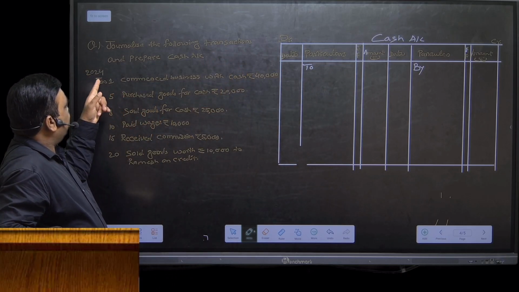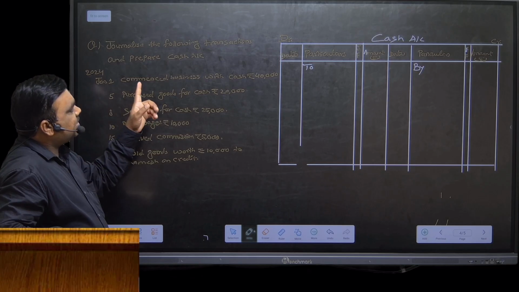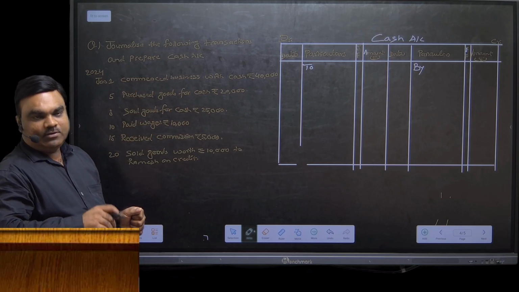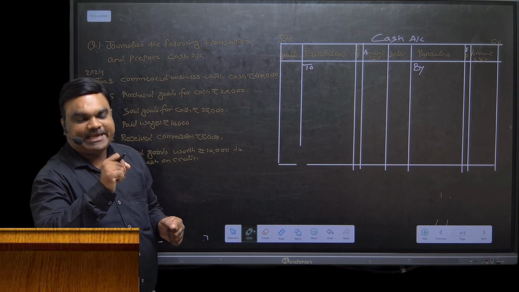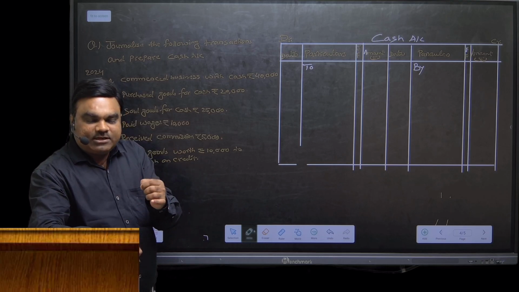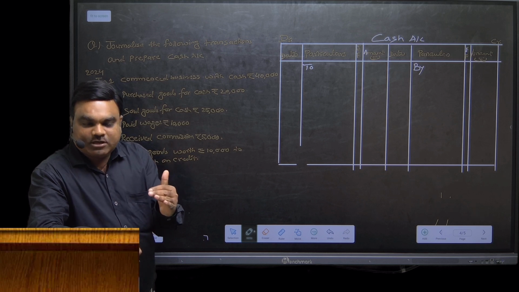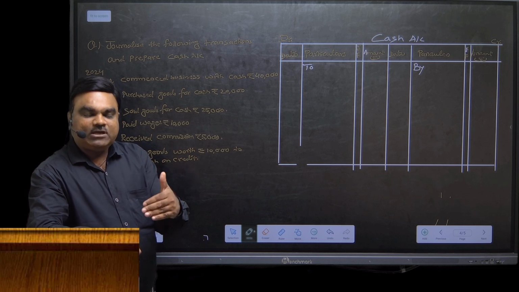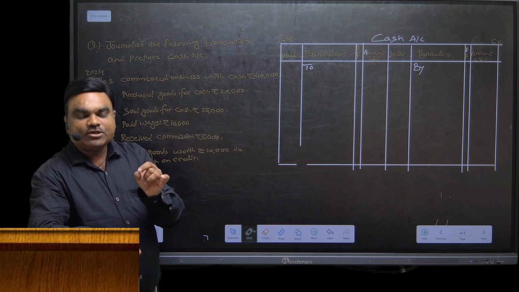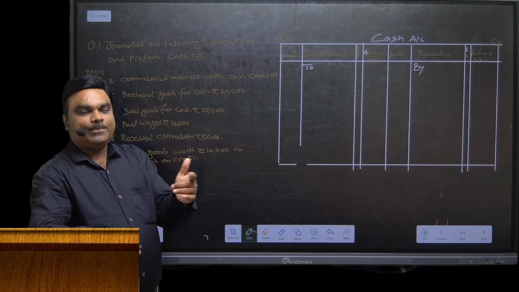It's 2024 January 1st, commenced business with cash rupees 40,000. We have started business with cash. It means cash comes into business. So our journal entry will be cash account debit and capital account will be credited. So our journal entry will be cash account debit to capital account.